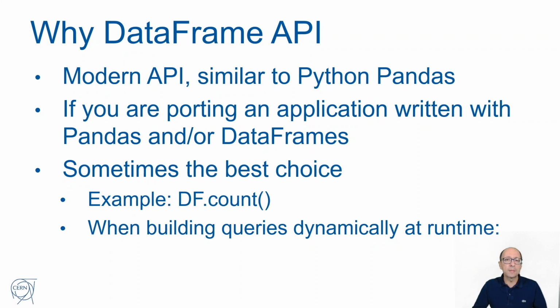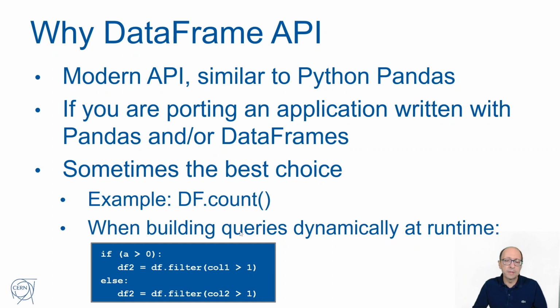Why would you want to use the DataFrame API instead of Spark SQL on the other side? DataFrame API is a modern API similar to Python Pandas. You may be familiar already with Python Pandas, or you may be porting applications written in Pandas or using other data frames. So in that case, maybe it's more natural to use the DataFrame Declarative API. Sometimes the DataFrame API is an obvious choice. For example, if you just need to count the number of rows in a data frame, you can just do .count. Another possibility is that when we want to build queries dynamically, suppose this in a program. Let's say we have a variable that if it's greater than 0, we want to filter the data frame with a filter on column 1, otherwise a filter on column 2. We could express it with something like that in Python.